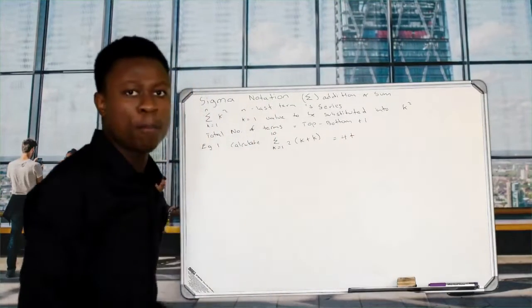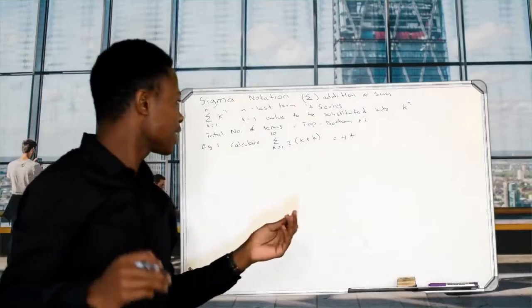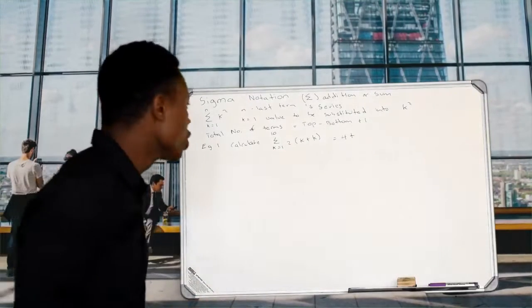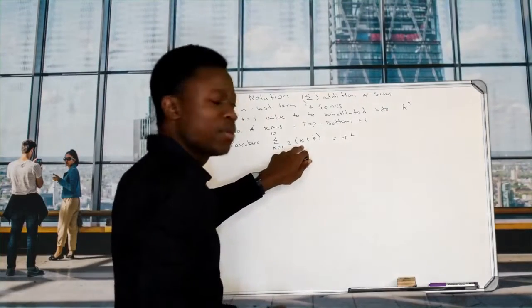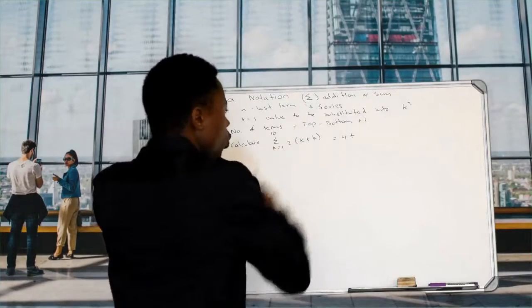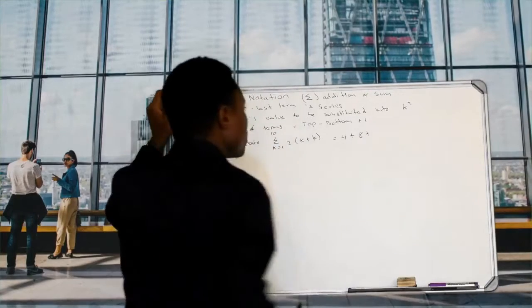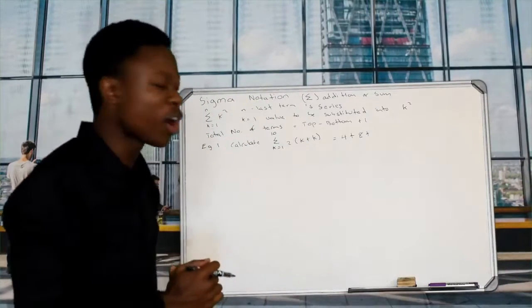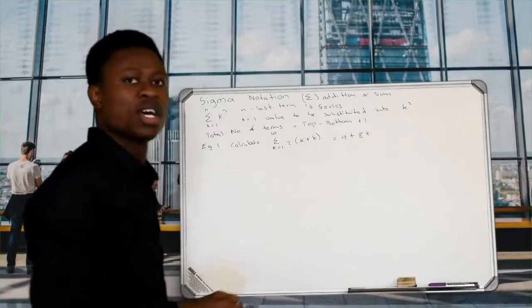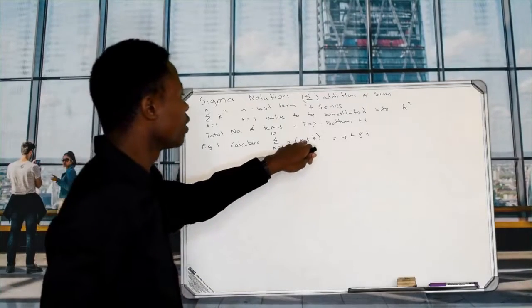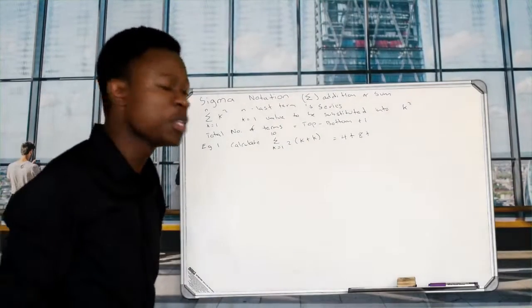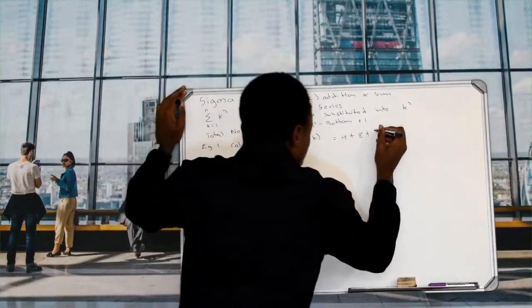Plus, what's the next number? The next number would be 2, so I'll say 2 times 2 plus 2. That is 2 times 4, which is 8. Plus, let me write one more. So this is 2 times, what's the number? 3, so 3 plus 3 gives me 6. 6 times 2 gives me 12.